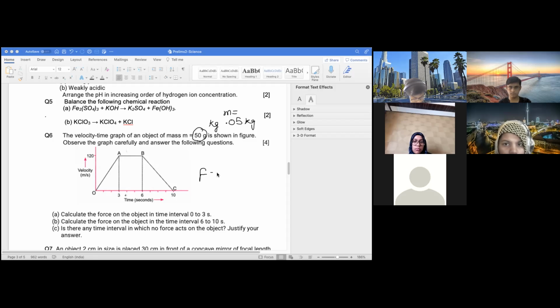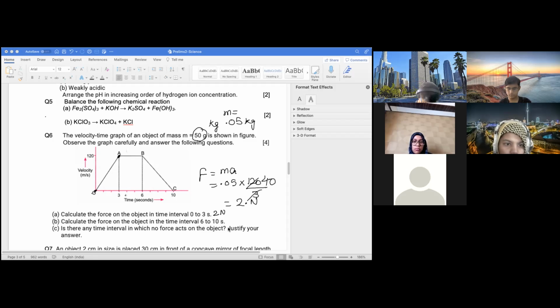So what is force? Force का formula है ma. Acceleration you have to find from here. So what is acceleration? V minus u upon t. So mass is 0.05 into acceleration is 120 minus 0 divided by 3 seconds. Okay, answer is 200 Newton. No, 2 Newton, sorry. 2.0 Newton. So first answer is 2 Newton.